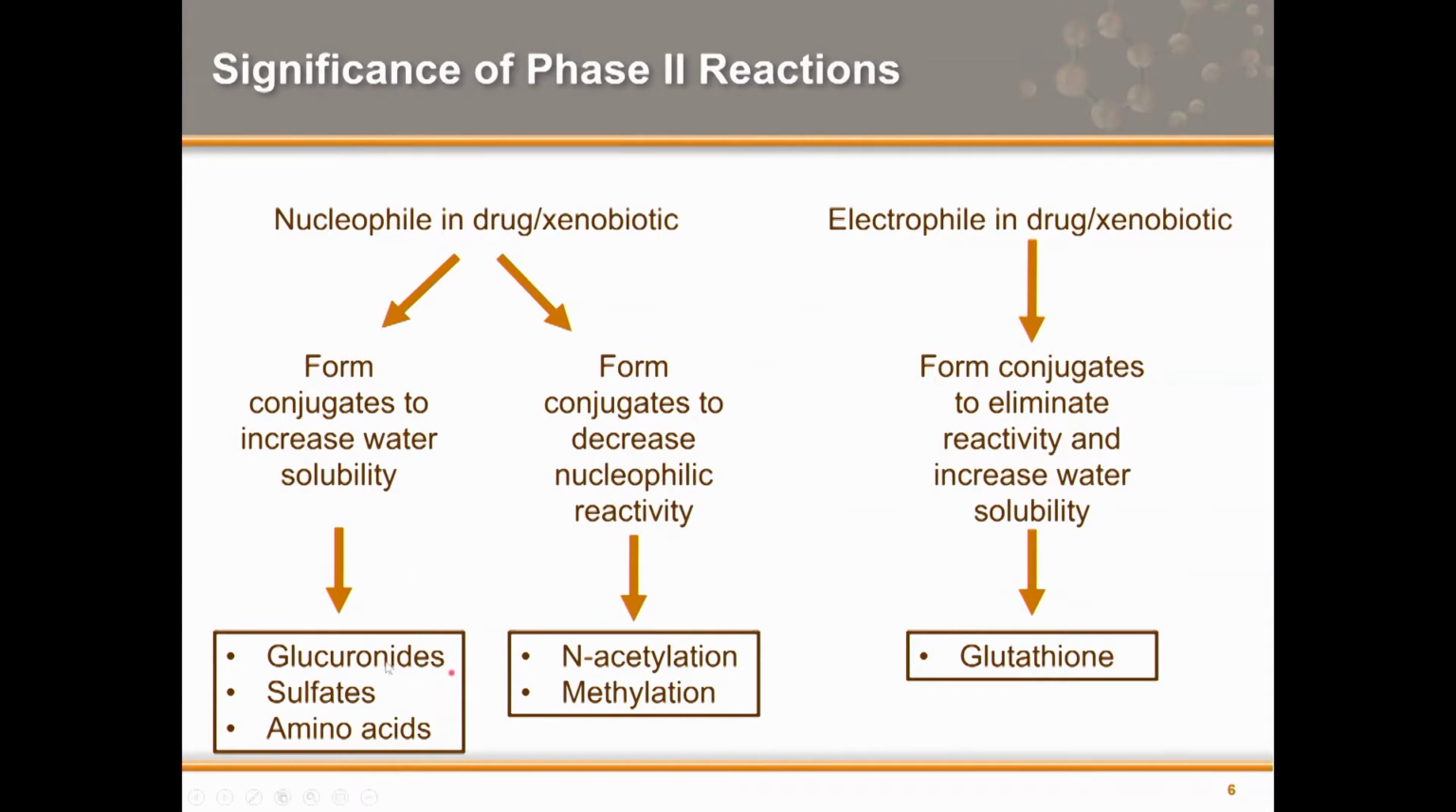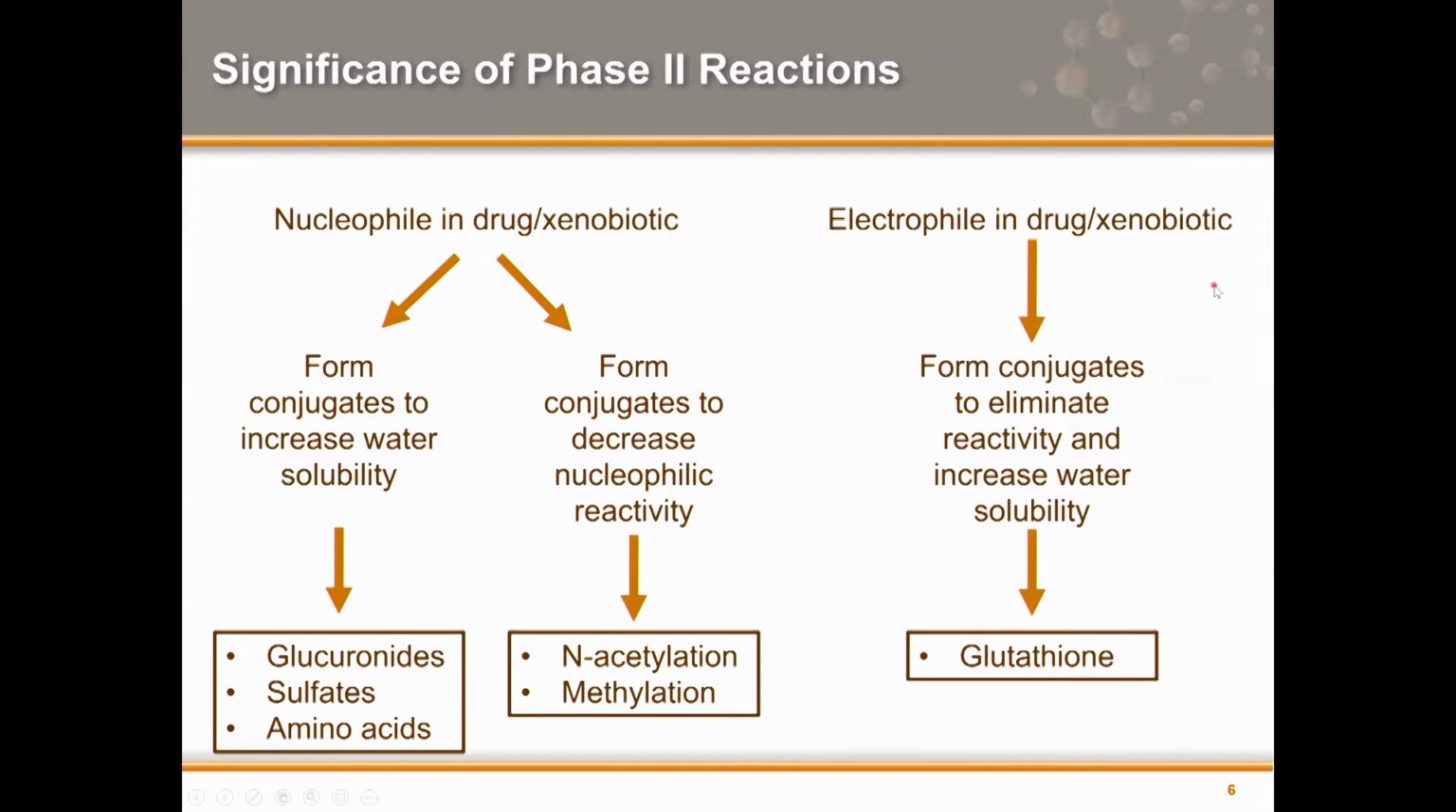And conjugation at these nucleophilic sites by glucuronidases, sulfatases, and amino acid conjugating enzymes leads to an increase in water solubility that will facilitate their elimination from the body. And conjugation at these nucleophilic sites leading to N-acetylation or methylation increases the nucleophilic reactivity of these conjugates.